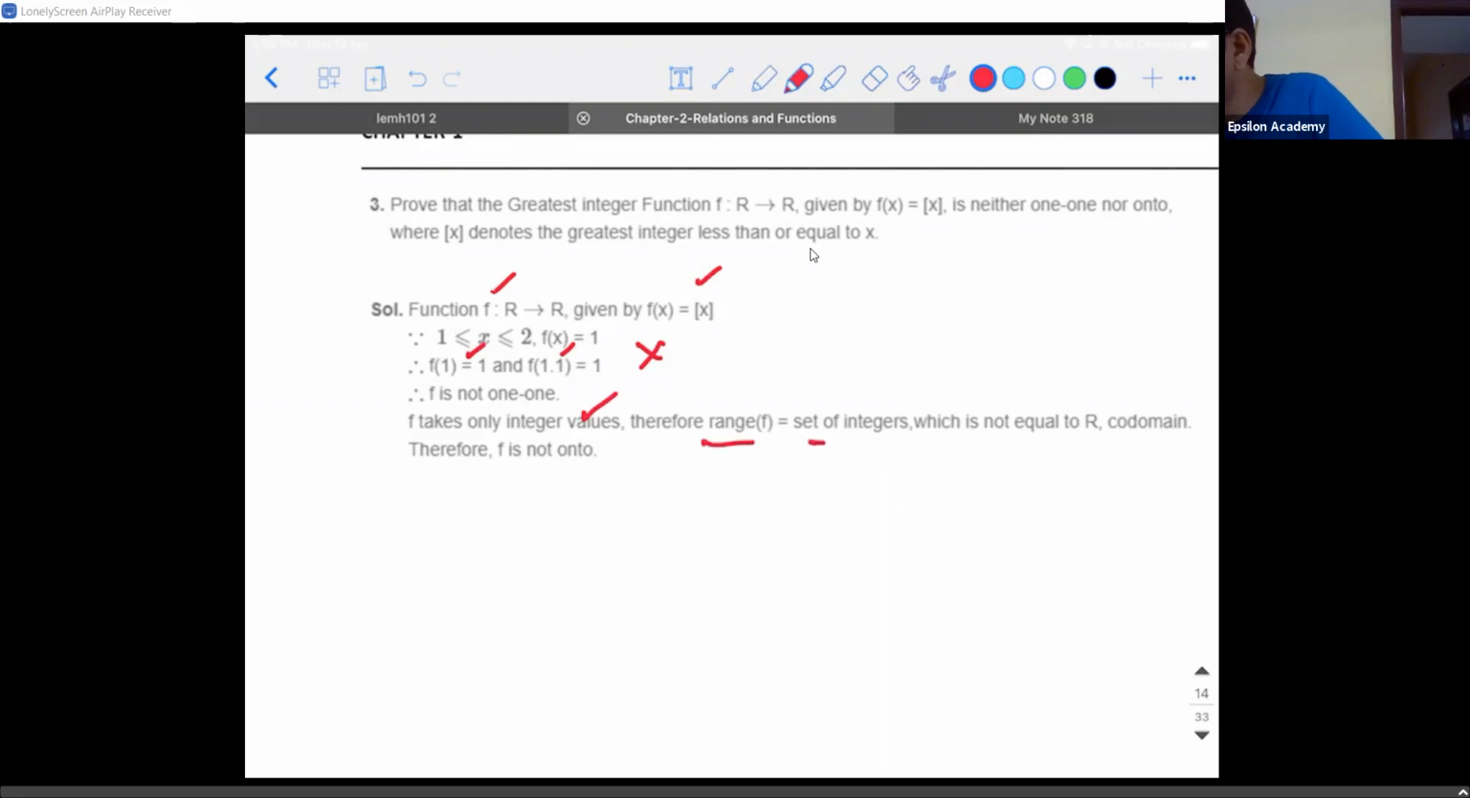Therefore, the range of f is equal to the set of integers, which is not equal to the codomain. It's only a subset of real numbers. So the output of greatest integer of x is always an integer, which is not all real numbers. So there are certain elements in the codomain which do not have pre-images. Hence it is not an onto function.